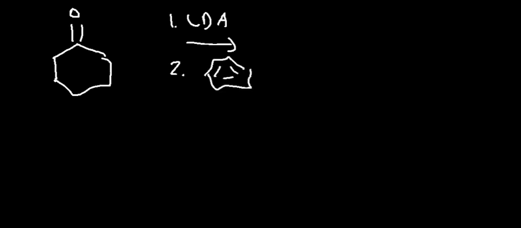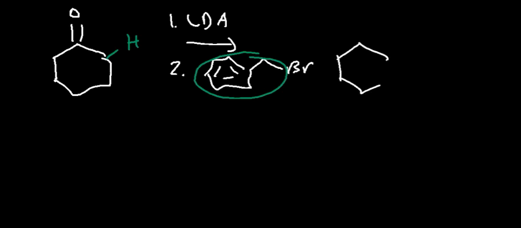So let's try some more reactions. Let's try this one. What is the major product for this reaction? So once again, just like before, replace the alpha hydrogen with this R group. That's going to be the end result.